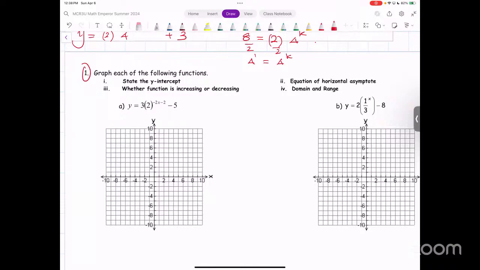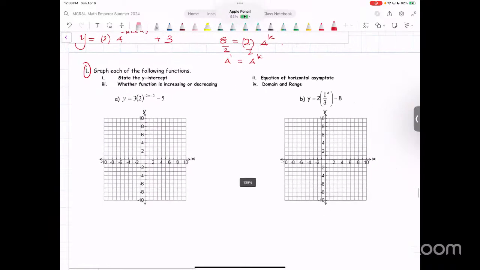State the y-intercept, whether the function is increasing or decreasing, using the mapping notation of graphing. I did two different examples. I did one for the base greater than 1, base less than 1. So it shouldn't be a problem.